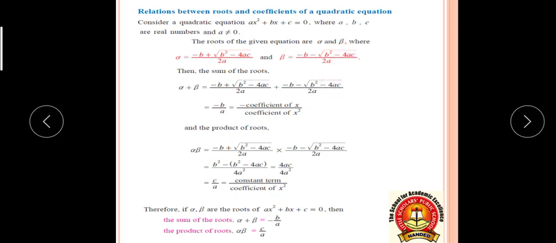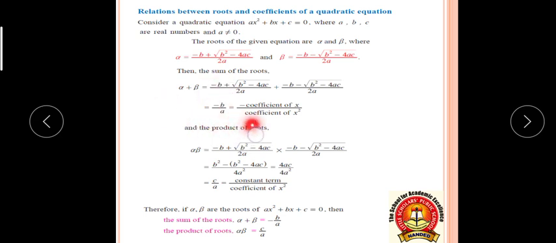x has two values in the quadratic equation, so one value you consider alpha and the other beta. Then find the sum of the roots, alpha plus beta. What will you get? Obviously the plus and minus square root of b square minus 4ac cancel out. You get minus b minus b, that is minus 2b, over 2a. So the 2s cancel out, and you get minus b upon a. If the question asks only for alpha plus beta, no need to calculate anything.